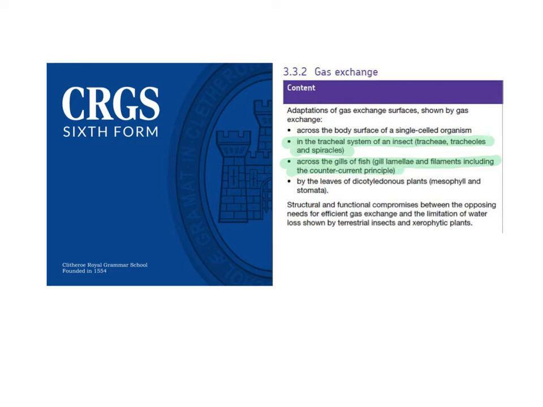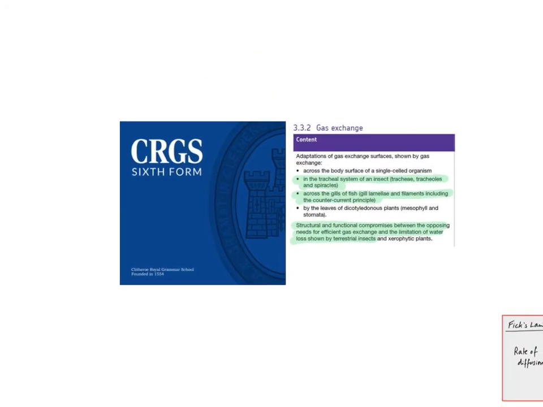And then it says a structural and functional compromise between the opposing needs for gas exchange and limitation of water loss shown by terrestrial insects. Obviously, it doesn't say fish. Fish aren't bothered about water loss. I'm sure we all know why. So let's take insects first.